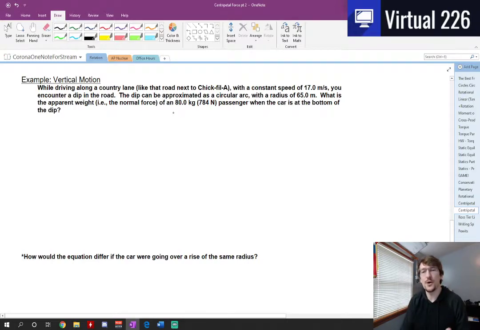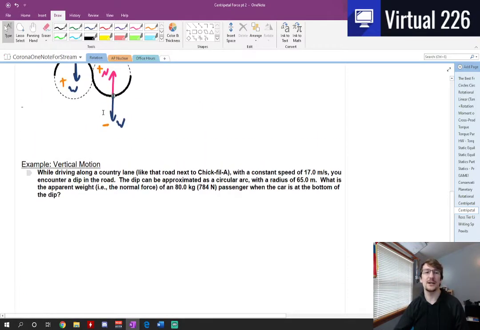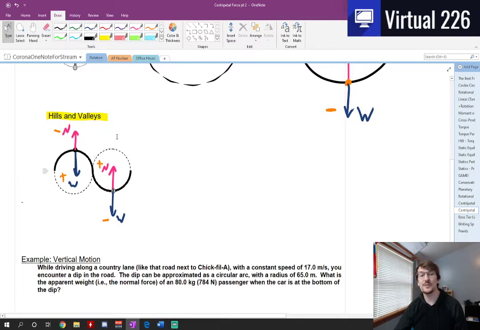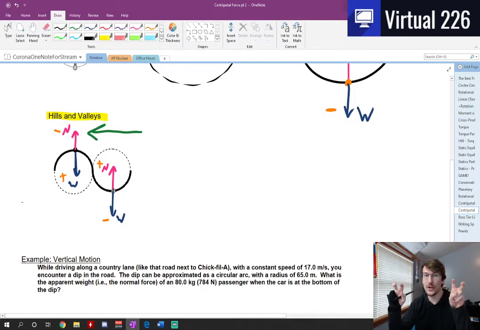There's a reason why your stomach all of a sudden feels like it's up in your throat whenever you hit those bumps by that hill. And the reason is this idea of a centripetal force and the specific normal force here. Remember, your normal force is an apparent weight. Your normal force is what you feel, okay?